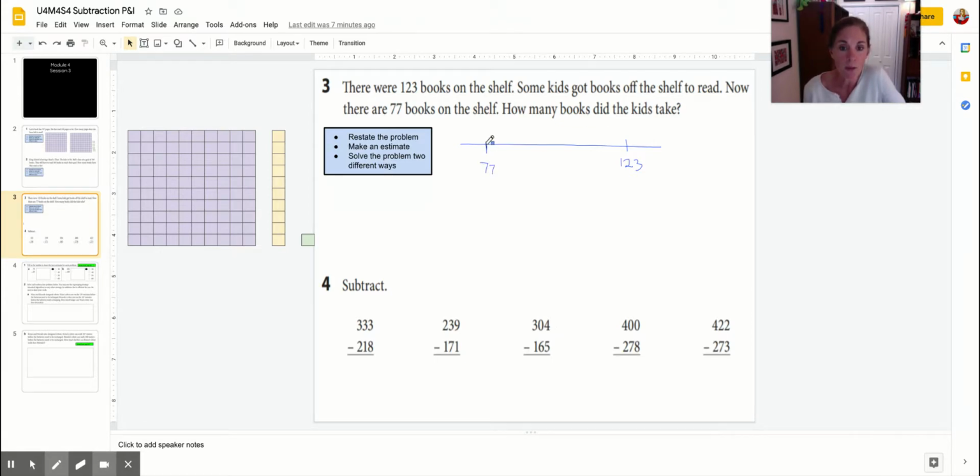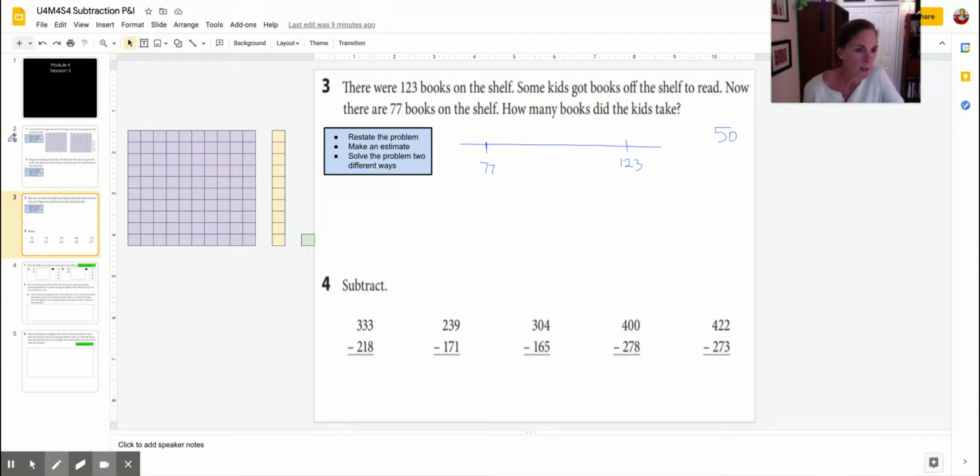Well, they took this space in between. So I think a good estimate, I'm thinking 77 is really close to 75, and I know that gets me to 100. So it's 25 plus another 25, around 50. So I'm going to say this is around 50.